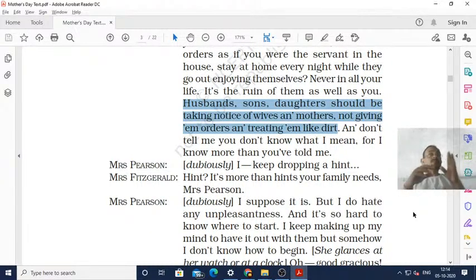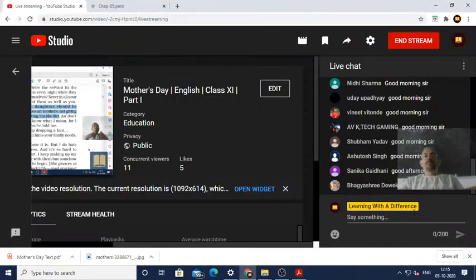And don't tell me you don't know what I mean, for I know more than you have told me. Don't pretend as if you don't know what I mean. You know more than what I have told, and I know more than what you have told me. I can understand from your expression, from your hint, that whatever I am saying is correct, so don't ask me what I mean, because I know more than what you have just told me. So think about what I have spoken to you. This is what Mrs. Fitzgerald suggests to Mrs. Pearson.